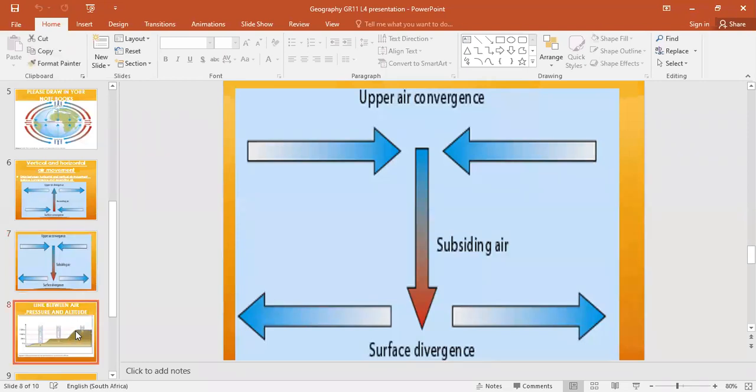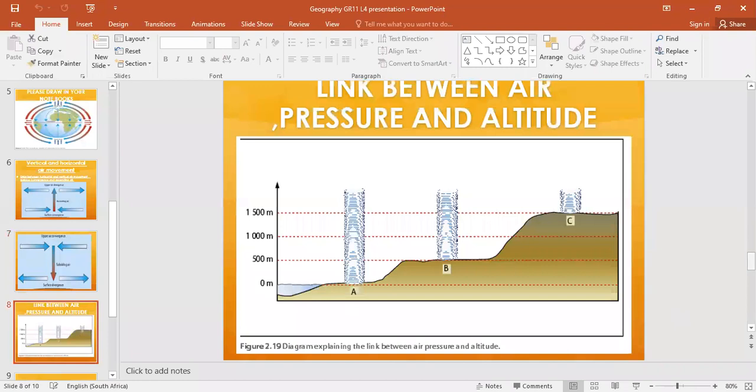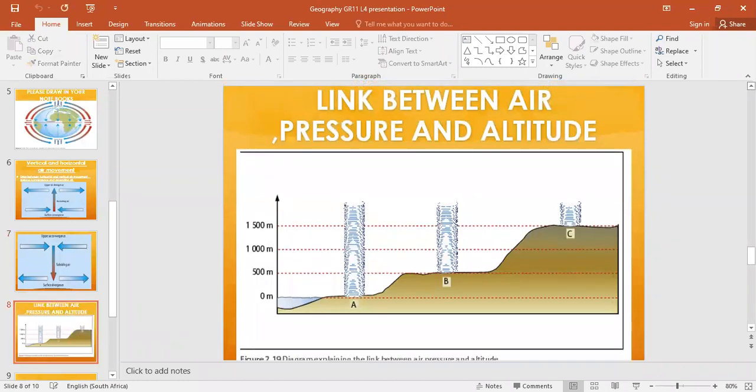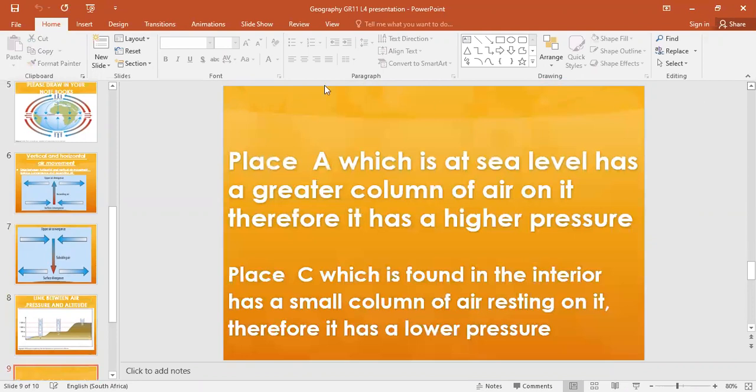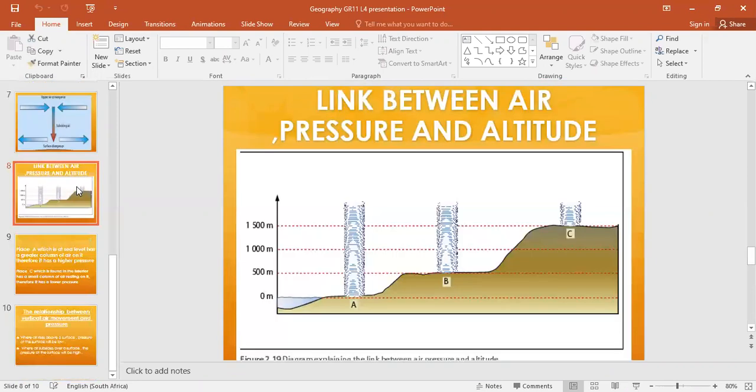All right. Then move on to the next one: the link between air pressure and altitude. So must we also draw this one? Yes, you must draw this one, please. Just draw this one and then you write the notes that follow underneath the picture.